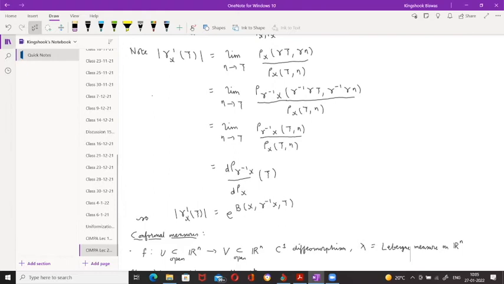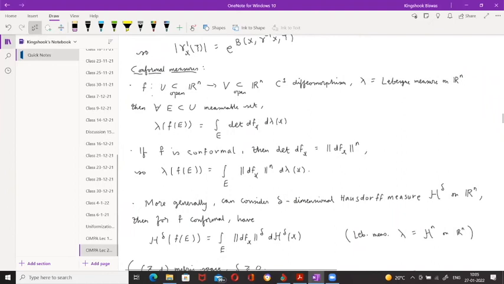Now I want to come to the next thing, which is conformal measures. So first, let me recall for you the change of variables formula for diffeomorphisms in Rn. Suppose F is a C1 diffeomorphism between open sets U and V in Rn, and lambda is Lebesgue measure on Rn. Then we know by the change of variables formula that for any measurable set E in U, the Lebesgue measure of F of E is equal to the integral over E of the determinant of dfx, d lambda x, right? This is the change of variables formula.